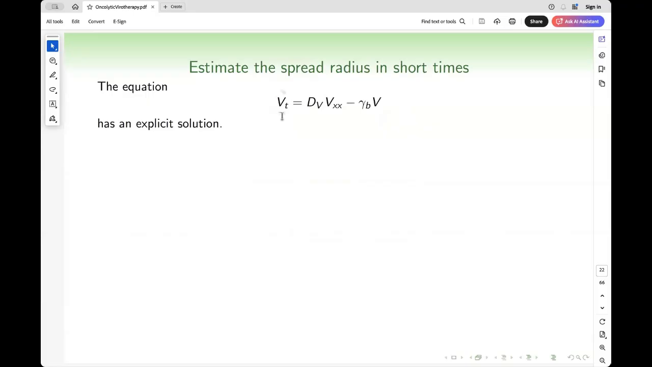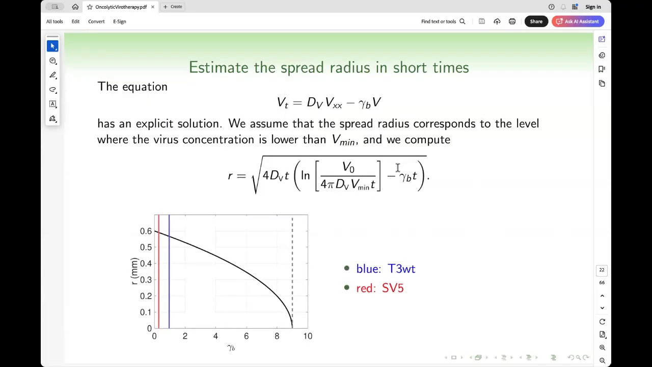Now, this equation has an explicit solution. And then you can measure the T, the time, what is this? This is a spread radius. So you can measure something like a spread radius where the virus has kind of a minimum value. And beyond that, the virus is essentially washed out. And then here you see the spread radius depending on the binding rate. Okay. All right.